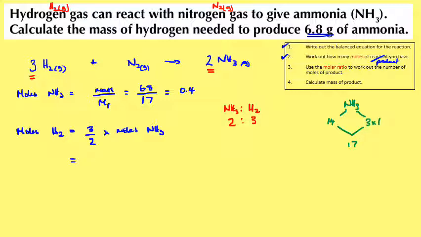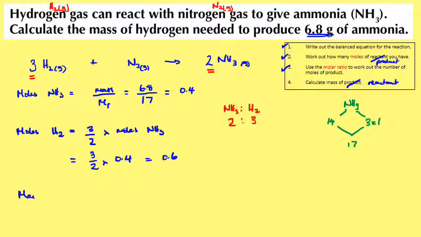And moles of ammonia was 0.4, so 3/2 times 0.4 is 0.6. So now we've worked out the moles of hydrogen, that's step 3 done, we can go on to step 4, calculate the mass of the product, and in this case of course it's the mass of the reactant we're working out.